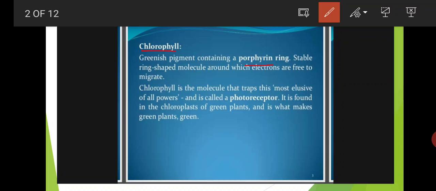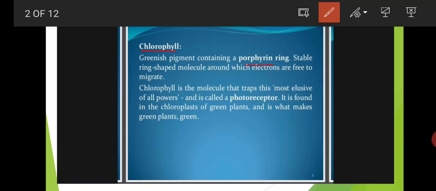Okay students, chlorophyll is a green colored pigment and it is present in green plants. Plants have chlorophyll, and due to that reason only they are green in color. Chlorophyll is also a photoreceptor, and it receives the light and produces the food for the plants.